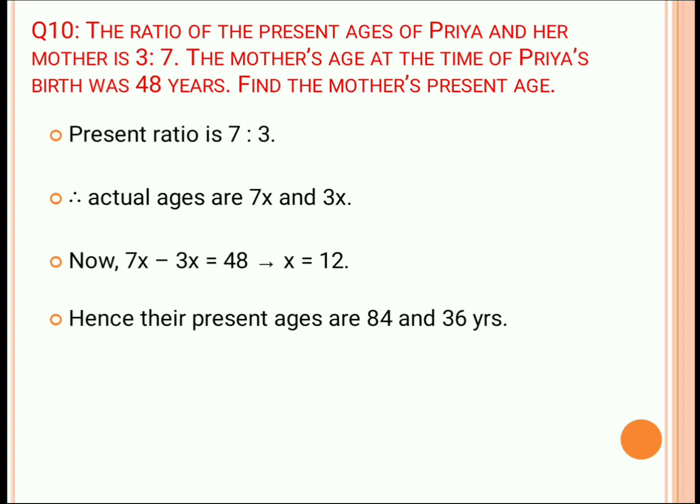Now we have found out that the present age of her mother was 7x, so 7 into 12 is equal to 84. Similarly, we can also find out the age for Priya, which is 3x, so 3 into 12 is equal to 36 years. Let's move to next problem, question number 11.